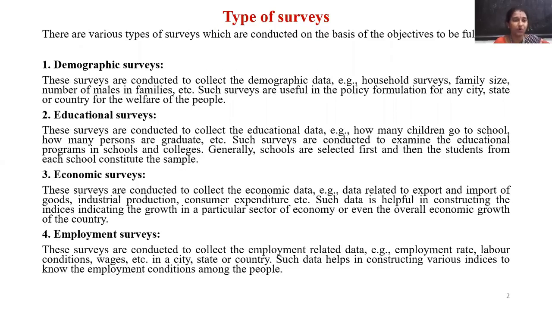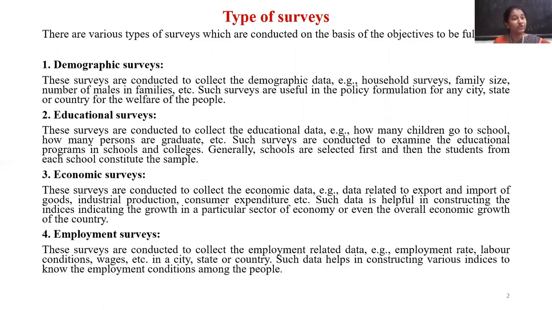The first one is a demographic survey. If you are collecting information regarding demographics, it's called a demographic survey. For example, what is your name, what is your age, what is your gender, how many children are there in your home, what is your occupation, and what is your educational level. If you are collecting information like that, it comes under the demographic survey.